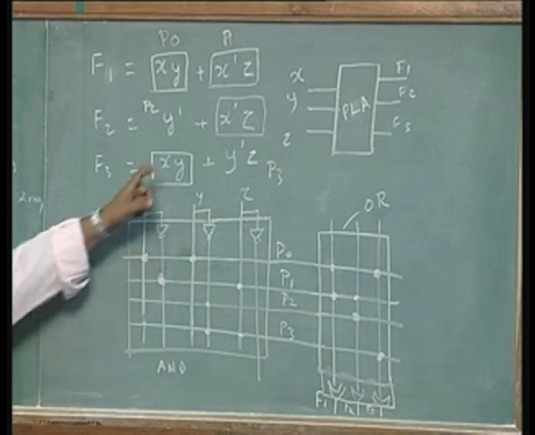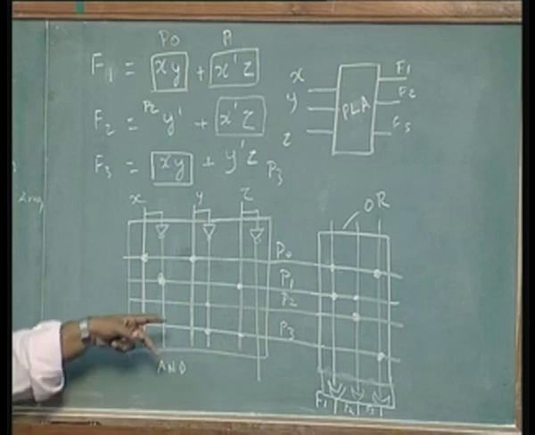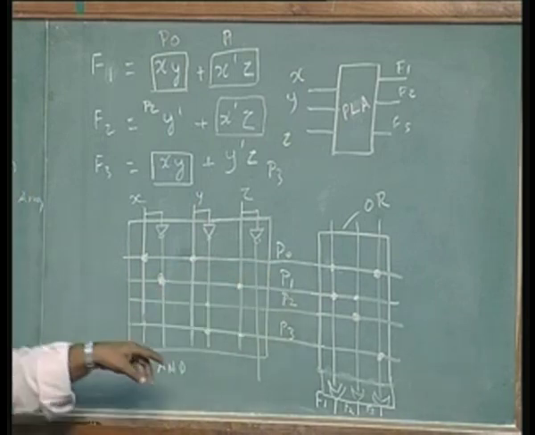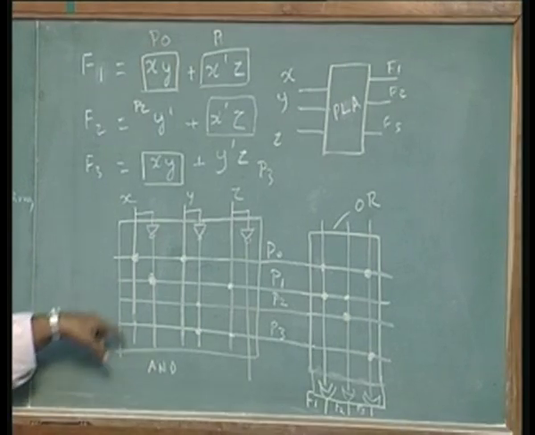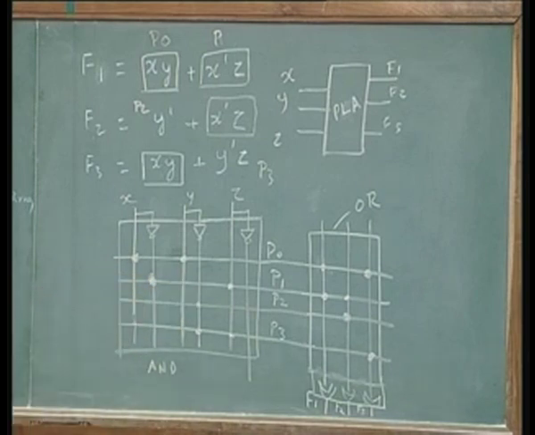And the fact that we have simplified such that common terms are available between different F1, F2, F3 functions, I can reduce the number of product terms I need to generate. That is the trick in programmable logic array design. You simplify such that there are as few product terms as possible totally, not for individual functions. That is the only thing.